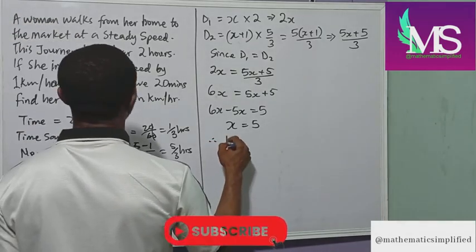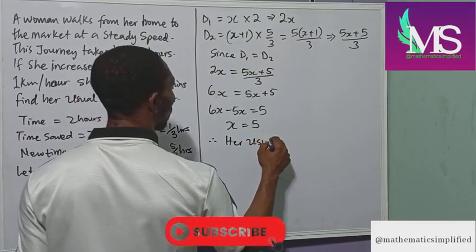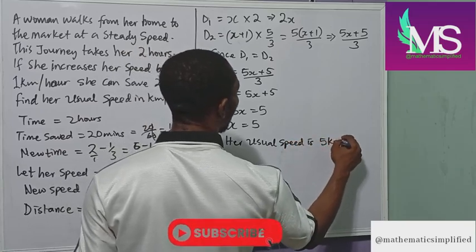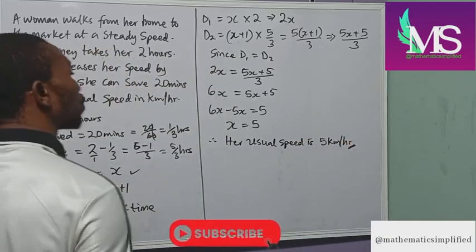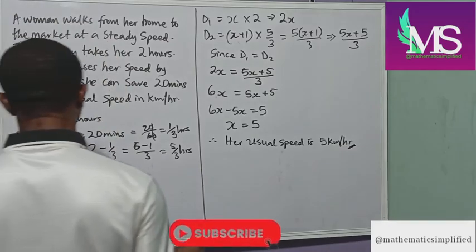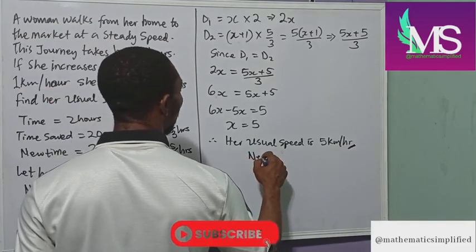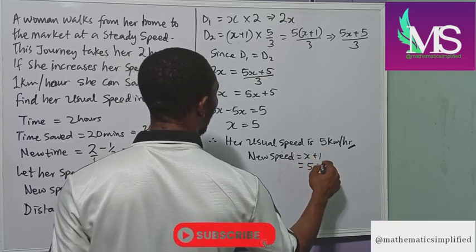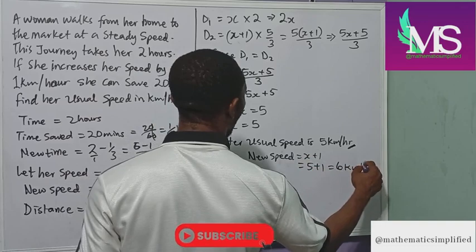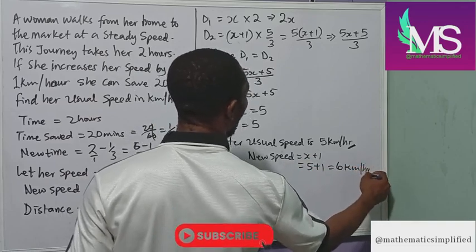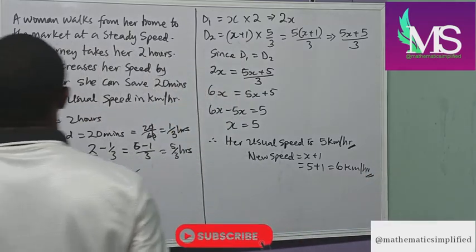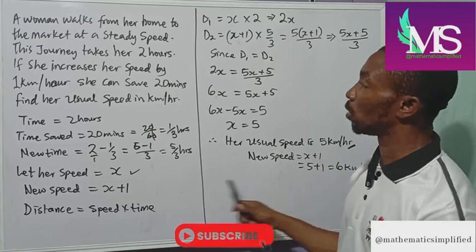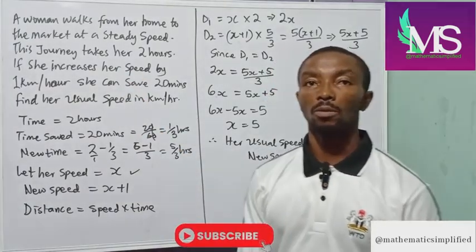So therefore our usual speed is 5 kilometers per hour. Then her new speed, which is x plus 1, will be 5 plus 1, which is 6 kilometers per hour. So with this, we found out the usual speed of the woman and her new speed to save 20 minutes.